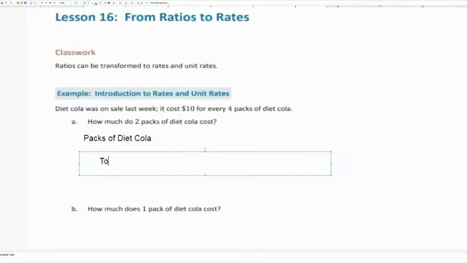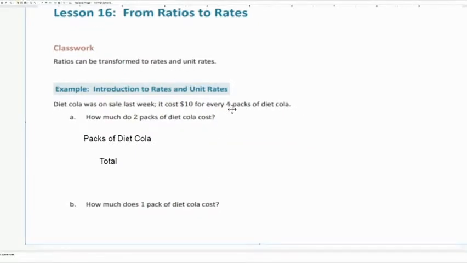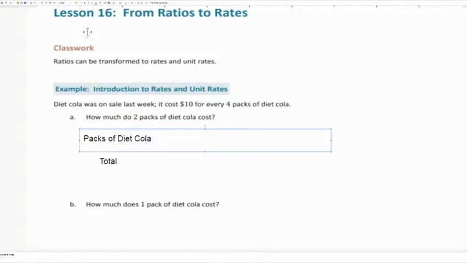I'm going to scoot this over a little bit. There you go. All right, so this is the two parts of this problem. We have the packs, and then we have the cost. The first thing that's presented to us is the fact that we have a 4-pack for $10. So a 4-pack, number of packs, is going to cost us $10.